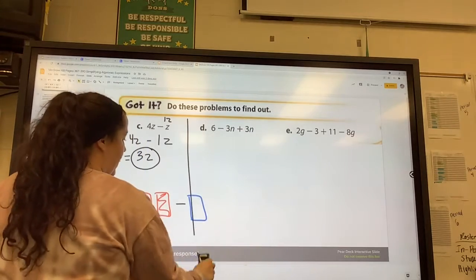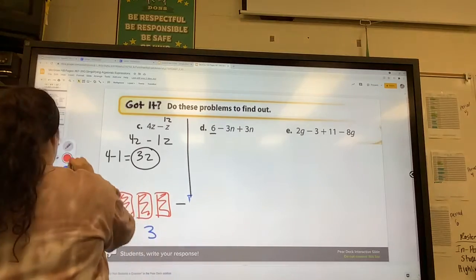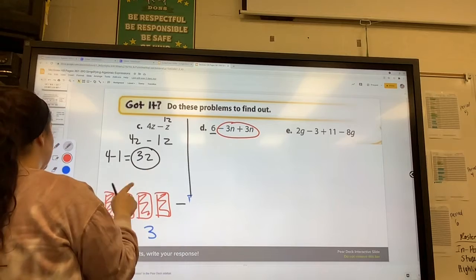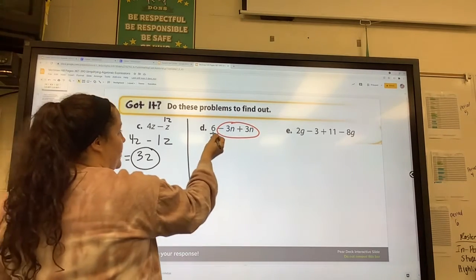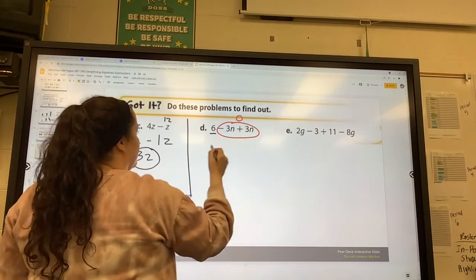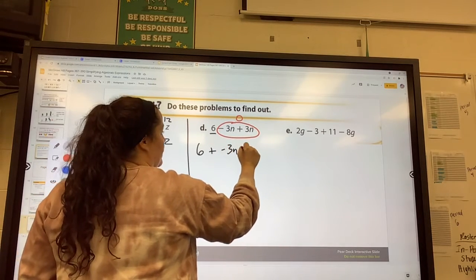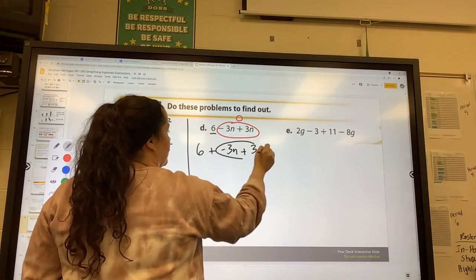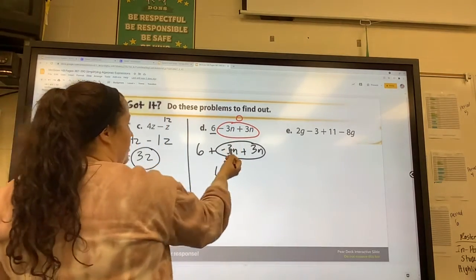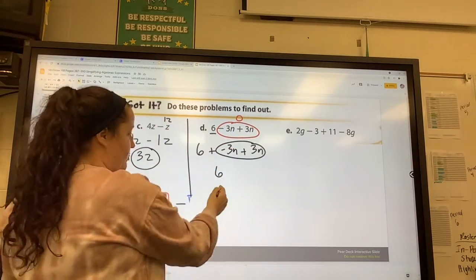Second one, in this problem, we're going to be combining constants, and then the variables. In this problem, you could visualize it and see that it's minus 3n plus 3n, but that would end up being 0. You could confirm that just by rewriting it as 6 plus negative 3n plus 3n, and then you would realize that those cancel out, and 6 would be left. Either way, as long as you see that it's minus 3n or plus a negative 3n, this would be 6.